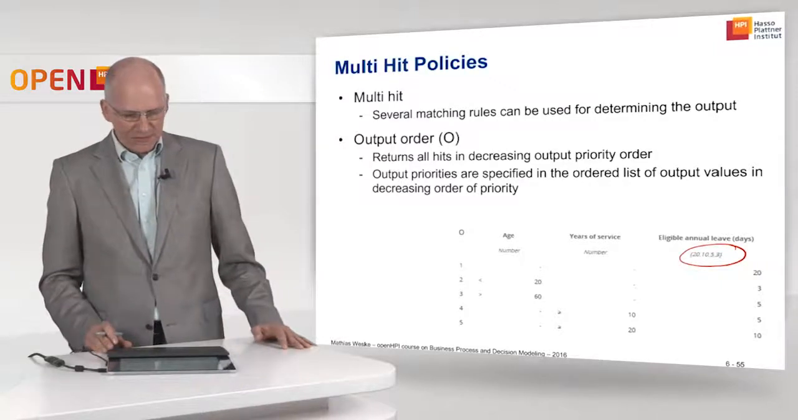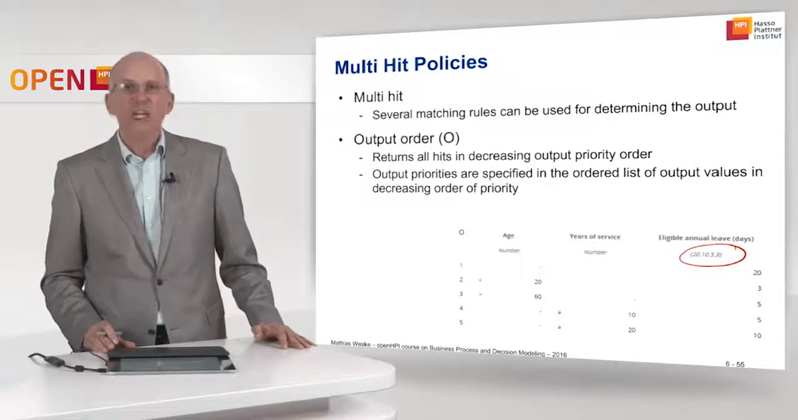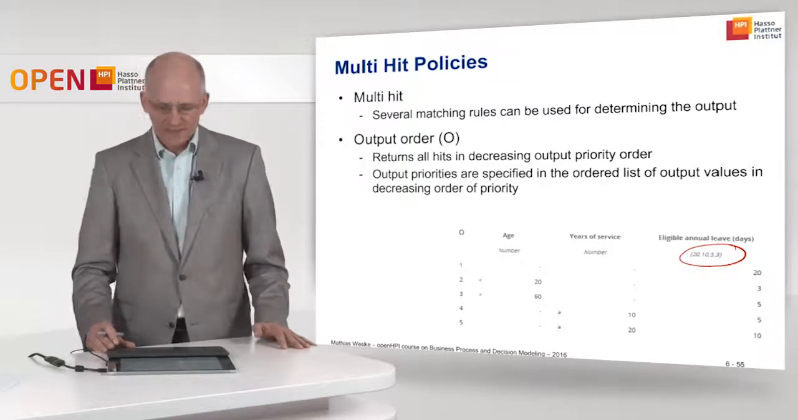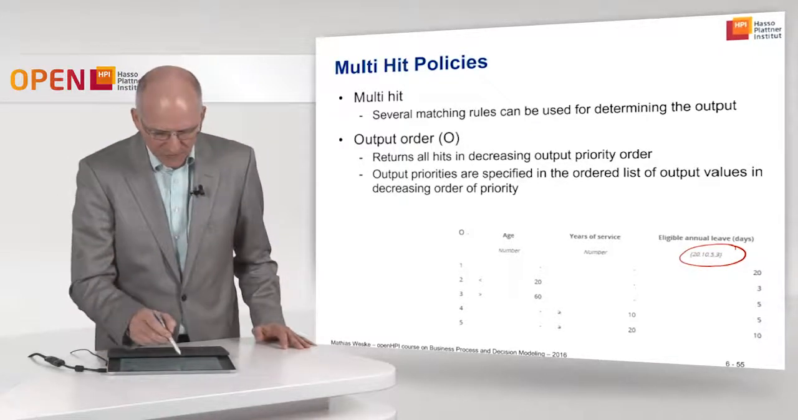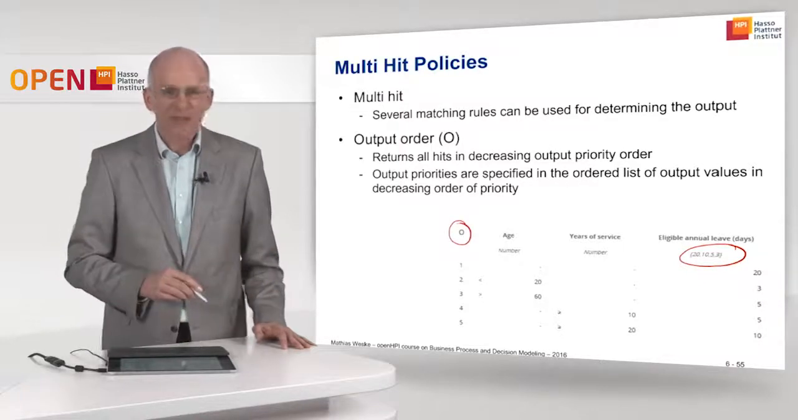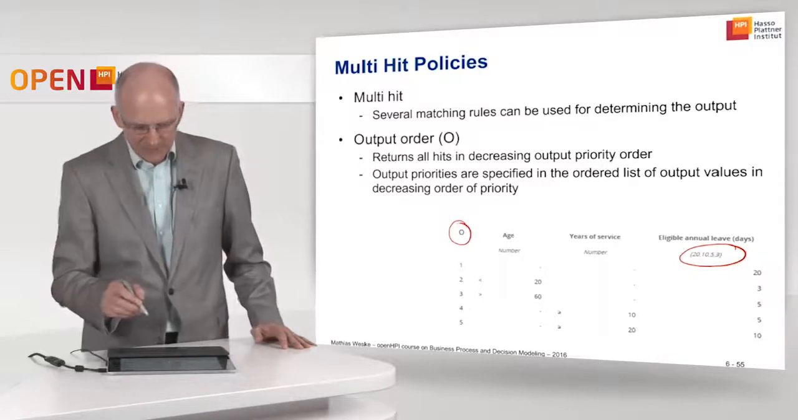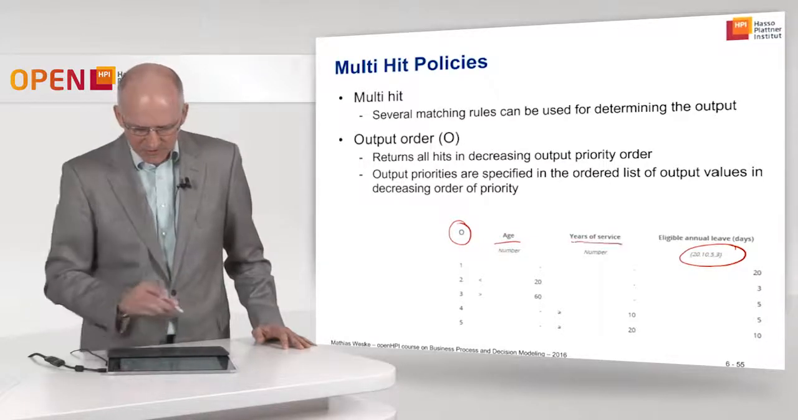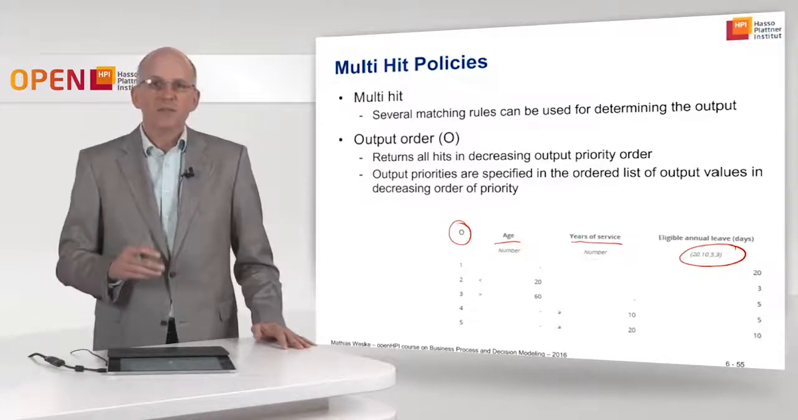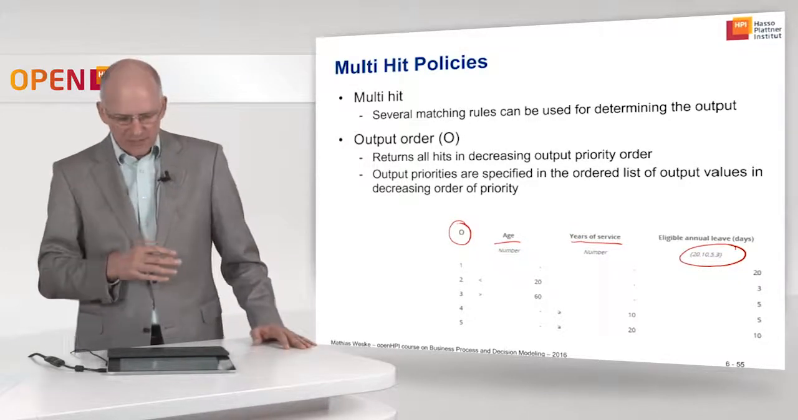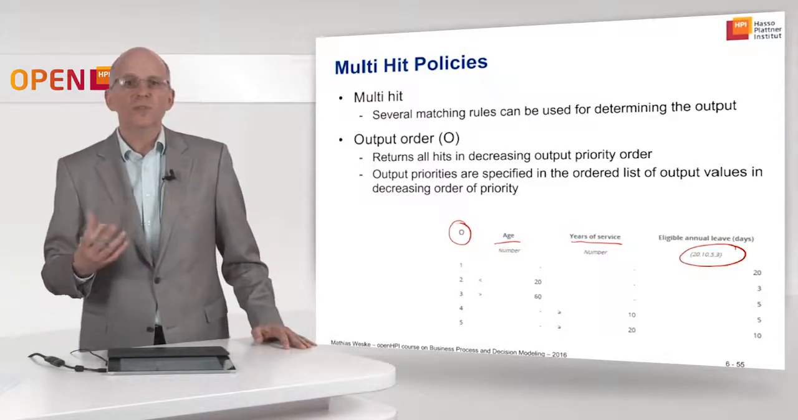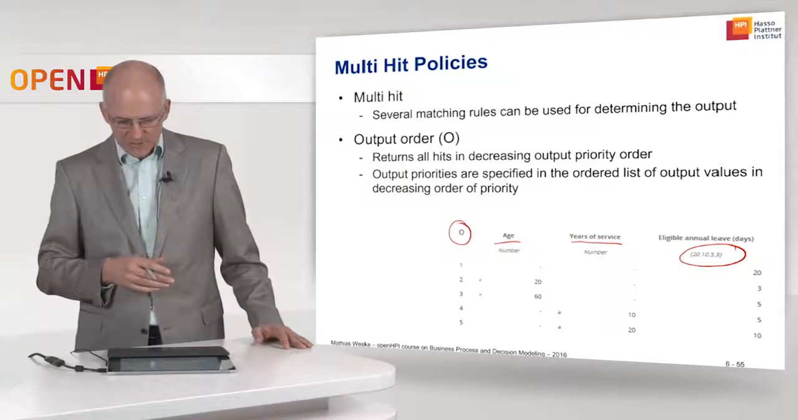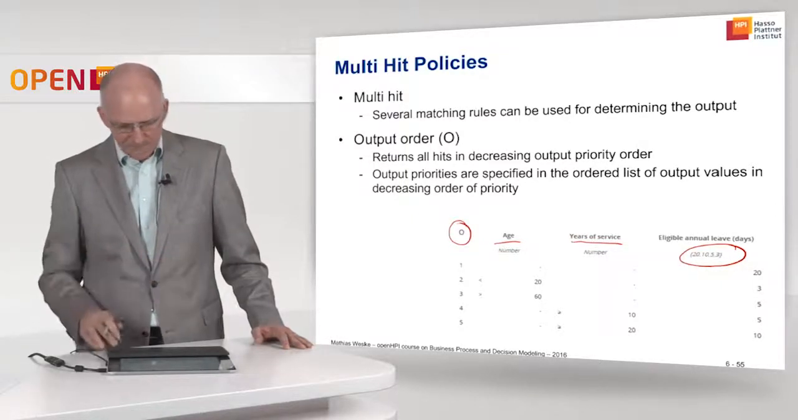Okay, so here we use an example of a calculation of annual leave days. And we first of all have again the O here to indicate the output order multi-hit policy. Then we have the age as input, we have years of service as input, and the age of the employee and the years of service are used as input to determine the number of leaves that person is eligible for.